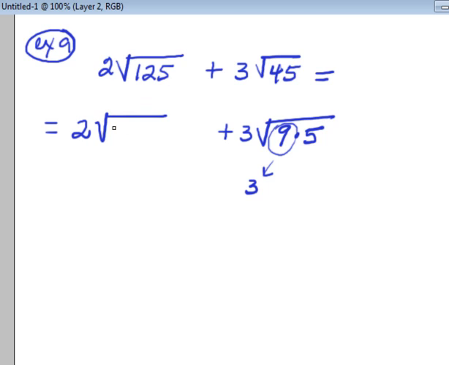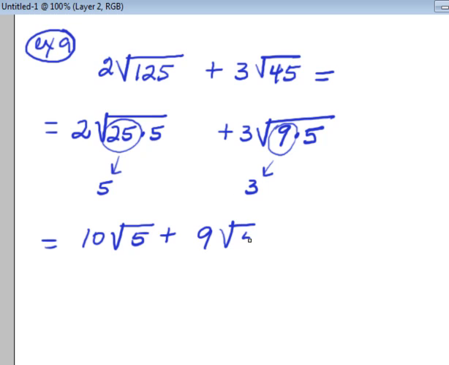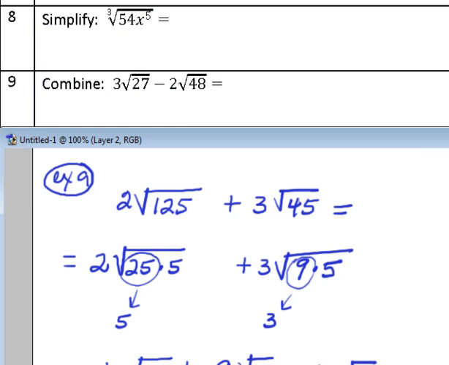Well, 125 is 25 times 5. And 25 is a perfect square. Square root is 5. 5 times 2 is 10, so we have 10 square root 5 plus 3 times 3 is 9, 9 square root 5. And the sum here is 19 times the square root of 5. Okay, so now we're ready to do number 9. Okay, here's problem 9 right here. Copy it down and do number 9 now.